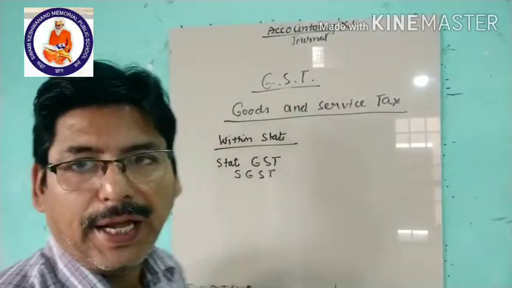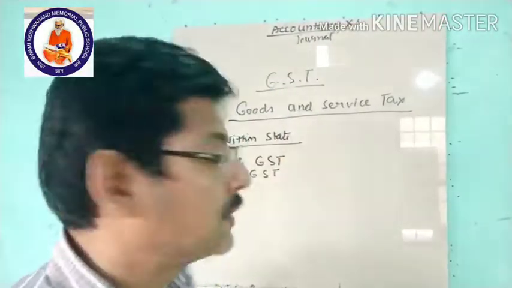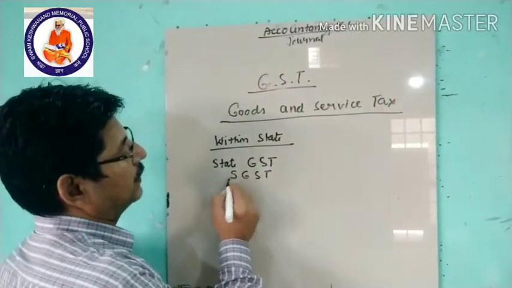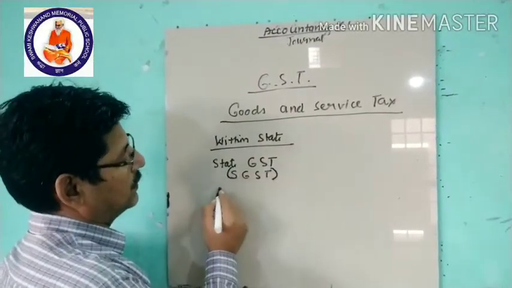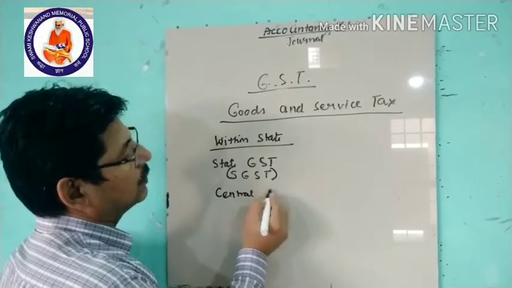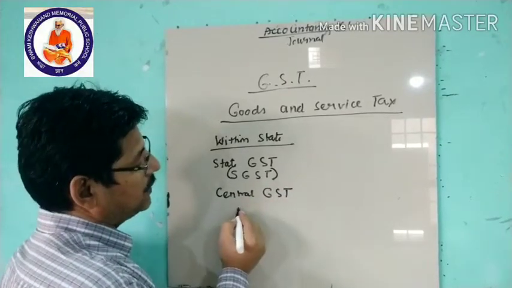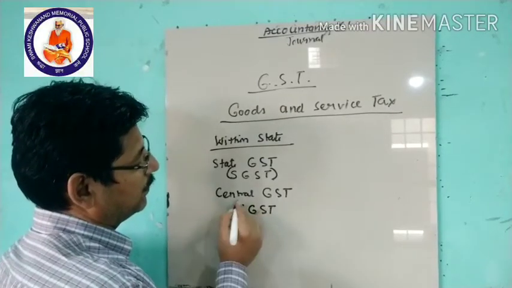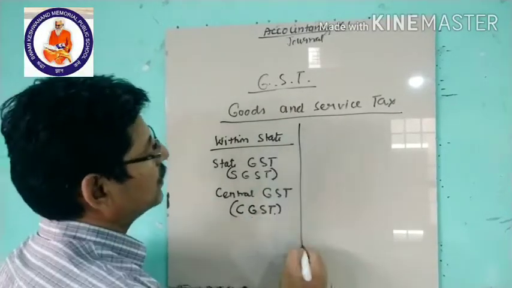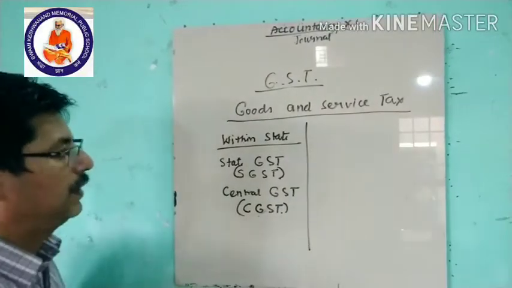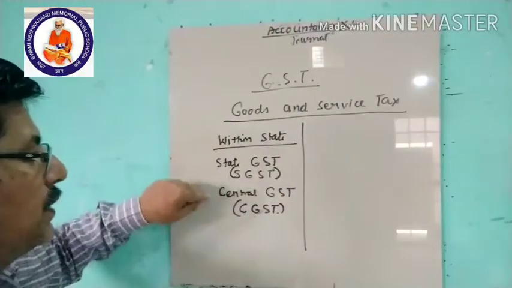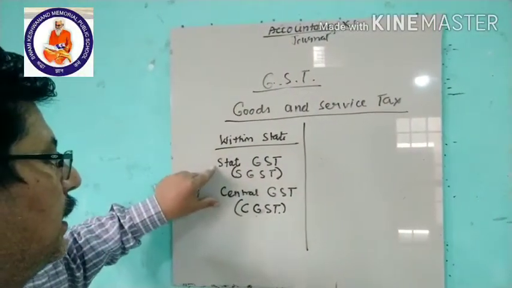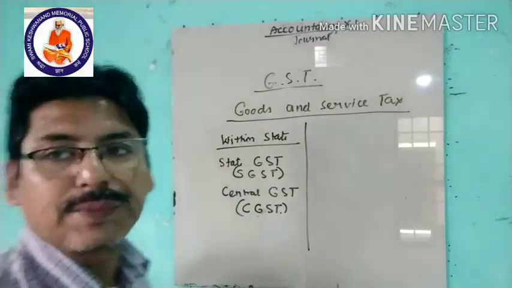And another one is CGST, Central GST, that is CGST. When goods are purchased and sold within the state, then this GST is charged.